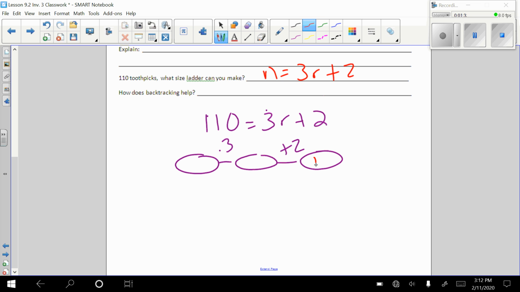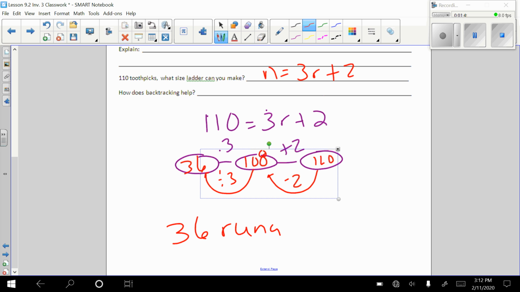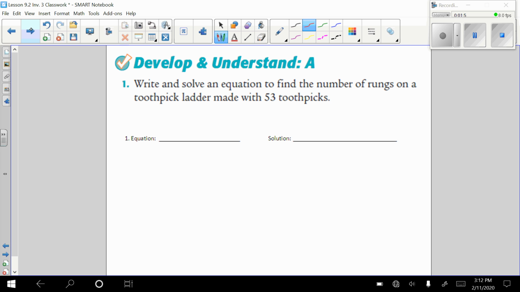Now, undo it. I got to 110. Undo that. Subtract 2 gets me 108. Divided by 3. 108 doesn't look very well, but we'll divide that by 3. Gets me 36. That means I would have 36 rungs if I had 108 toothpicks.